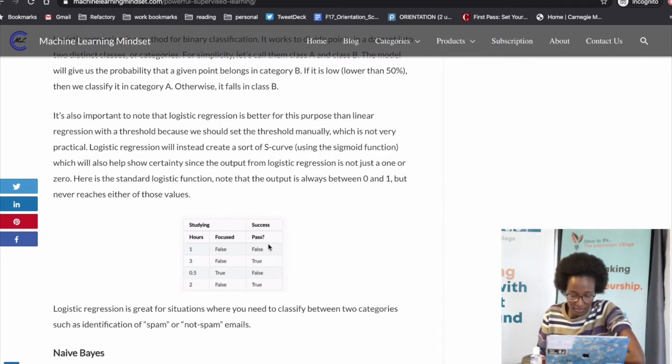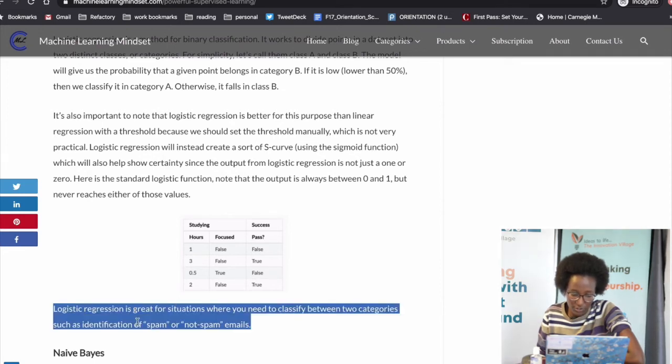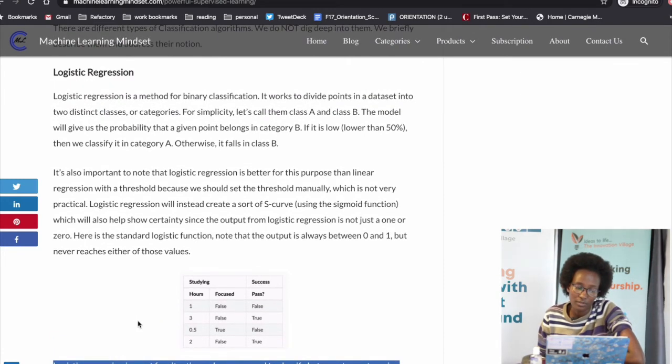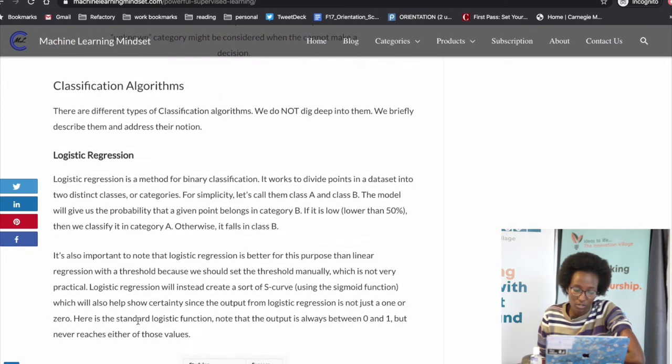And is it true or false? So logistic regression is great for situations where you need to classify two categories, such as identification of spam or not spam emails. Okay, so this is just a very, very high level explanation of logistic regression.